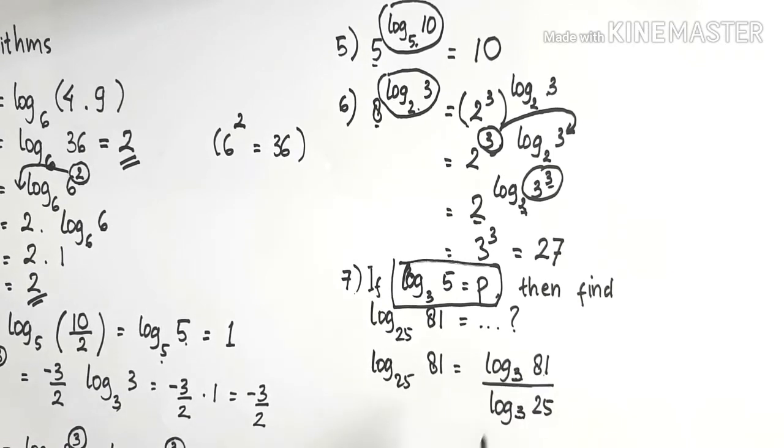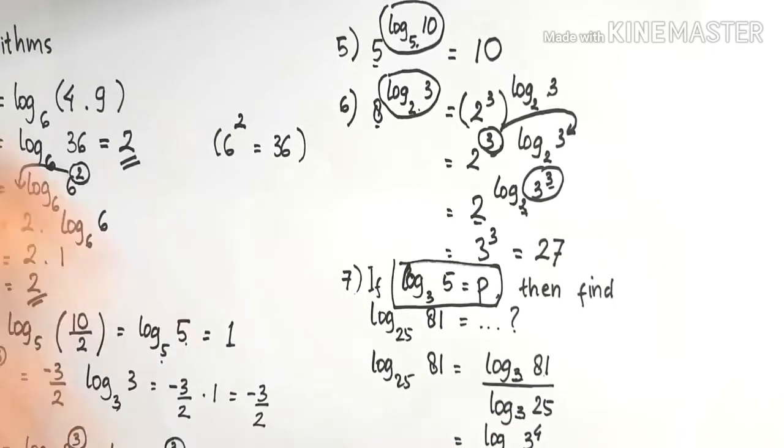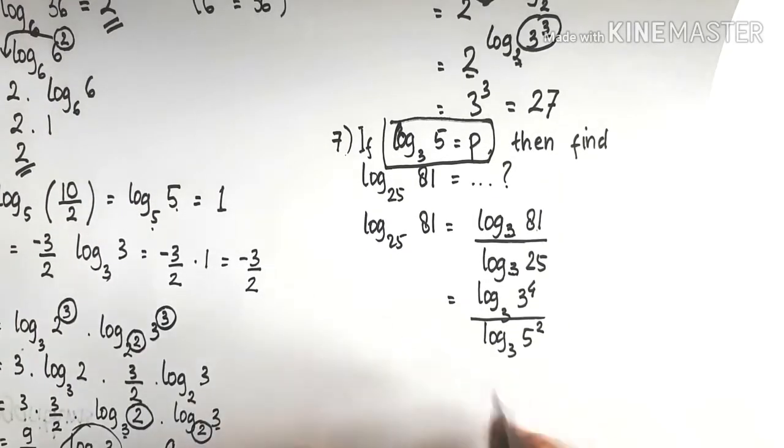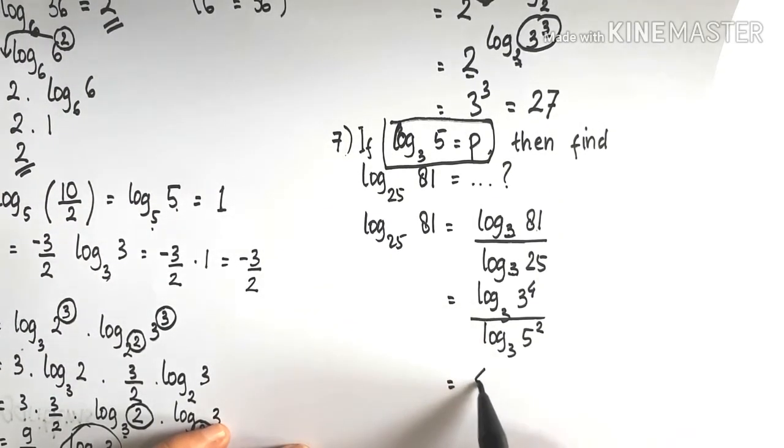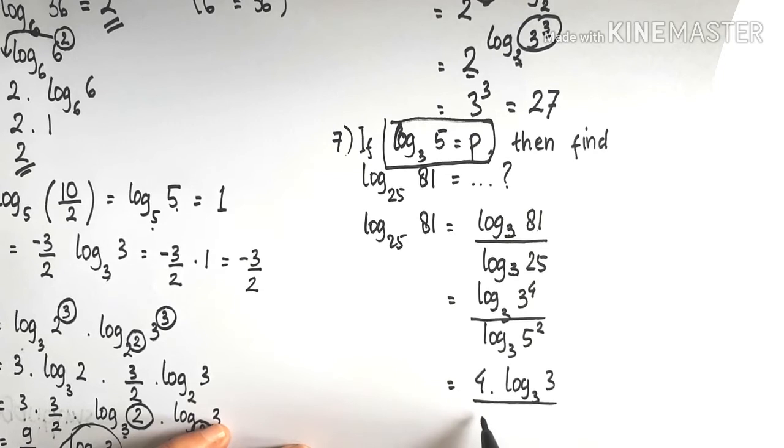Log base 3 of 81 over log base 3 of 25. Next, log base 3 of 81, change into exponential: 3 to the 4th is equal to 81, over log base 3 of 25. 25 is 5 squared, and then we can move the exponent. 4 times log base 3 of 3 over 2 times log base 3 of 5.